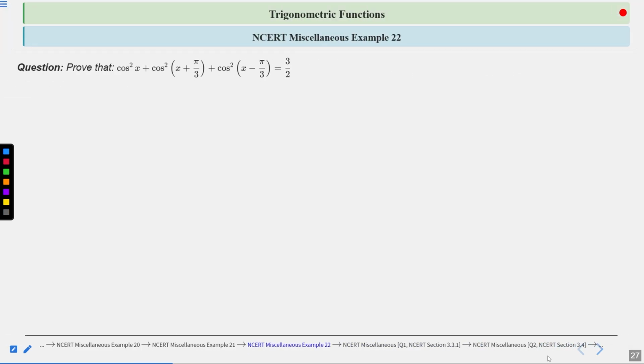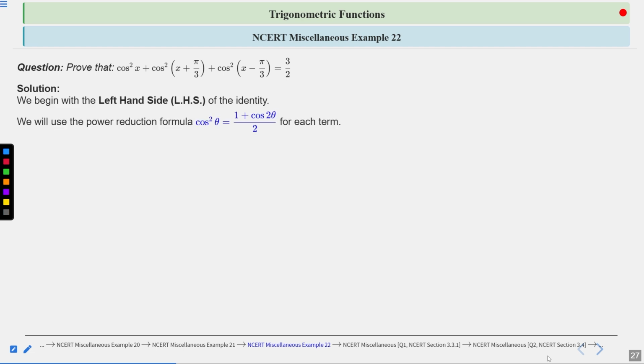We have to prove that cos square (x plus pi by 3) plus cos square (x minus pi by 3) is basically equal to 3 by 2, right? How can we prove this? We begin with the left hand side, LHS of the identity, right? So we use the power reduction formula, which is cos square theta is equal to (1 plus cos 2 theta) upon 2 for each term. Now LHS is basically cos square (x plus pi by 3) plus cos square (x minus pi by 3), right?